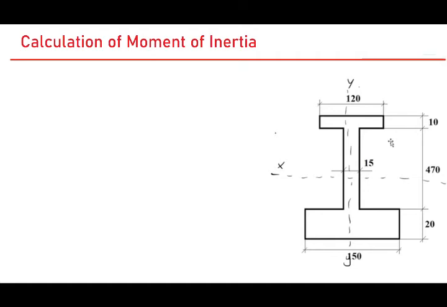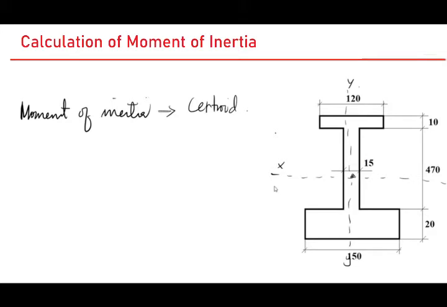So to calculate the moment of inertia, the first thing that you need is the location of the centroid. Where is the centroid located? To calculate the location of the centroid, you can roughly say that it is somewhere over here, but we don't know for sure how much it is.